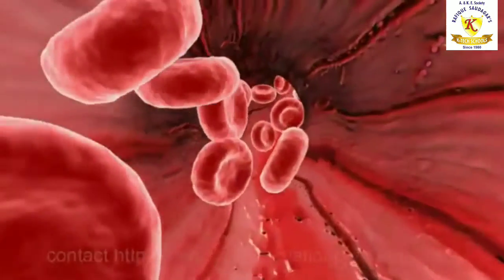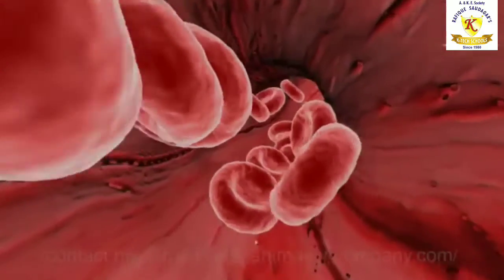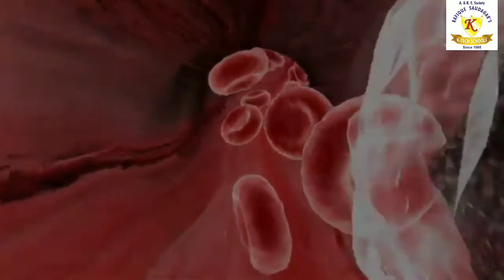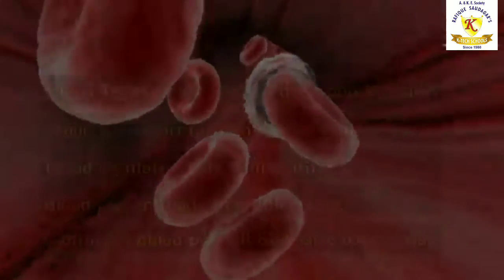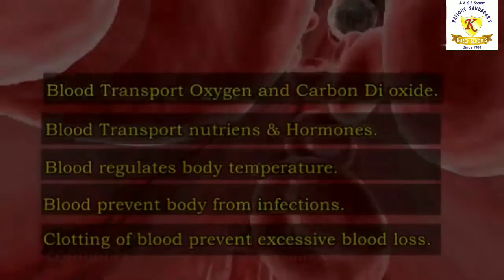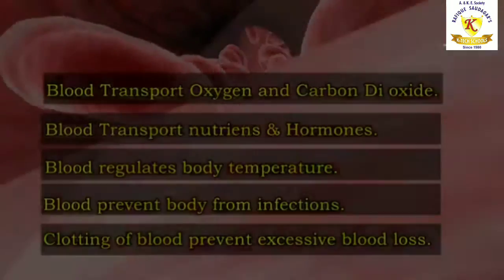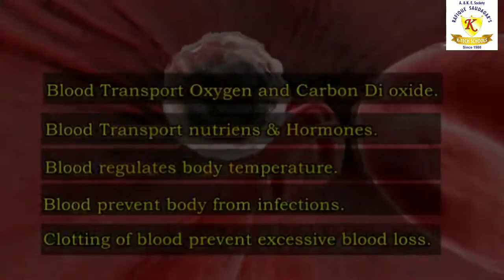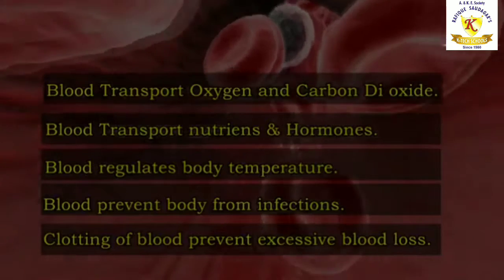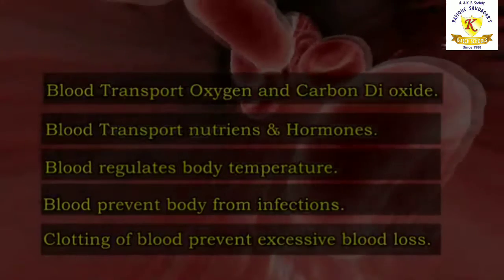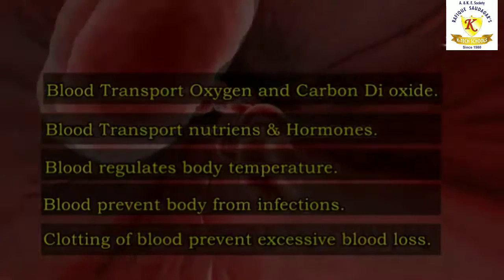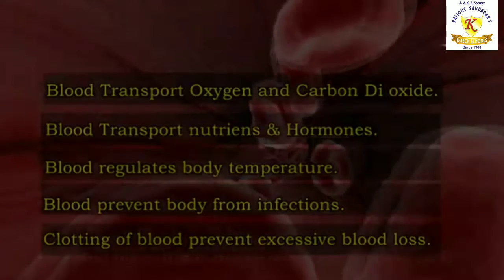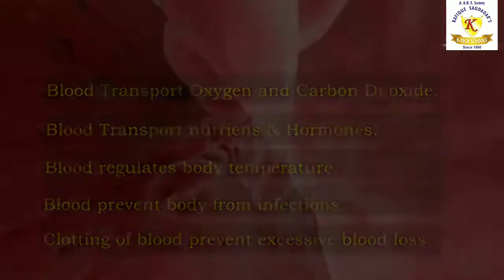So let's begin. Blood is the fluid connective tissue that performs several important functions. It transports oxygen from the lungs to the body cells and brings the waste carbon dioxide from the cells to the lungs. It transports the nutrients and hormones, regulates body temperature. Blood prevents the body from infections, and clotting of blood prevents excessive blood loss.